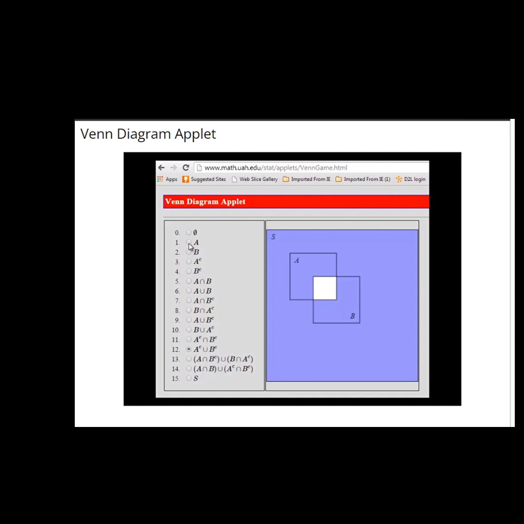Of course, the complement of the complement of A is A. The complement of the whole space, the set of all points that are in S but not in S, is the empty set.